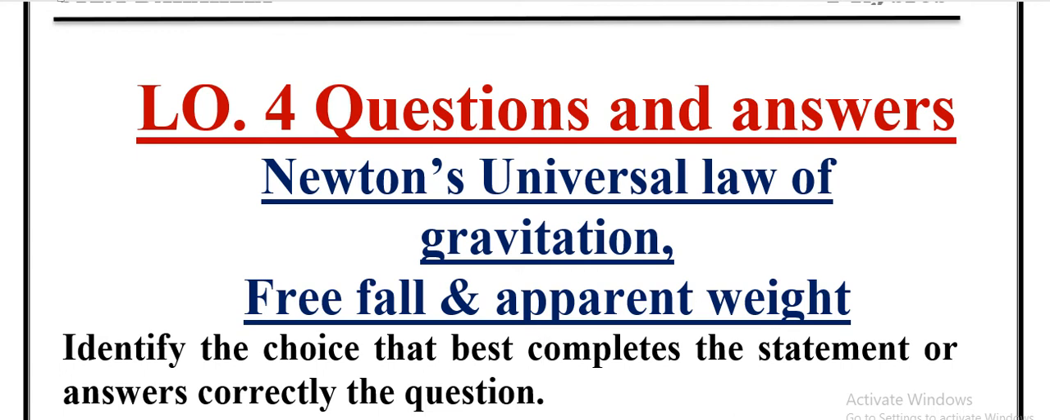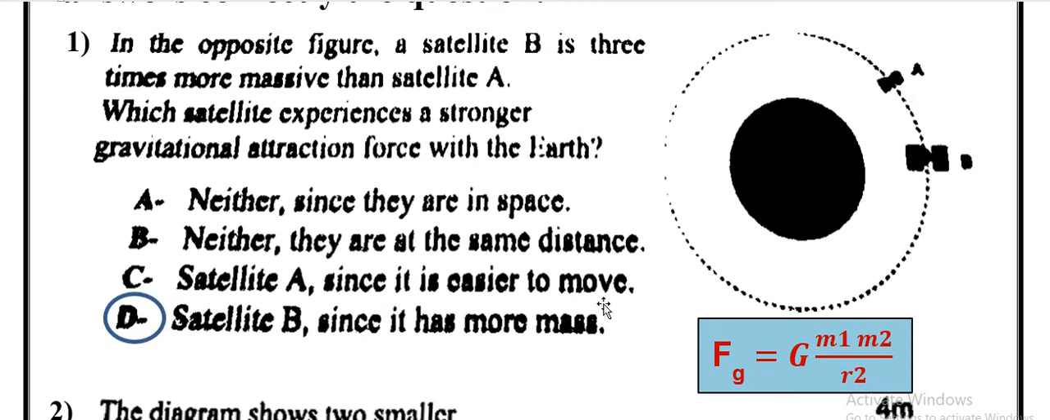I'm going to solve some questions on learning outcome 4 that concerns Newton's universal law of gravitation, free fall, and apparent weight. Question number 1. In the opposite figure, satellite B is 3 times the size of satellite A. Which satellite experiences a stronger gravitational attraction force with the Earth? Gravitational force formula equals G m1 m2 over r squared, so the gravitational force is directly proportional to the mass. Satellite B has a greater mass, so it has a stronger gravitational force.